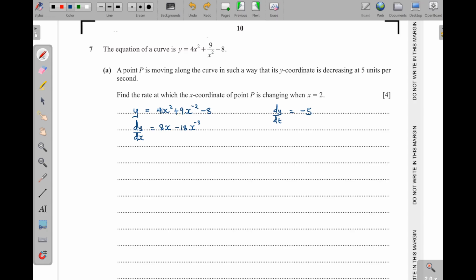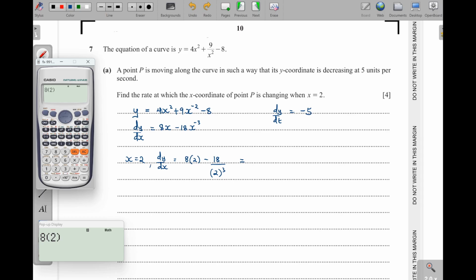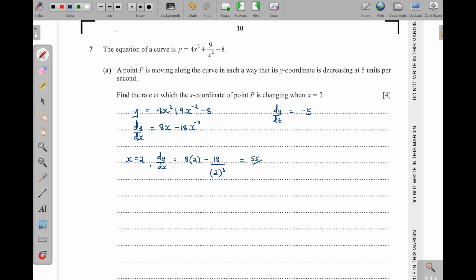Now, at this point for x equal to 2, what will be the dy/dx? So dy/dx here is going to be 8 times 2, minus 18 over 2 cubed. What does this give us? 8 times 2, minus 18 over 2 cubed. 2 cubed is 8. So that is 55 over 4. Okay, now we need the rate at which the x-coordinate is changing.